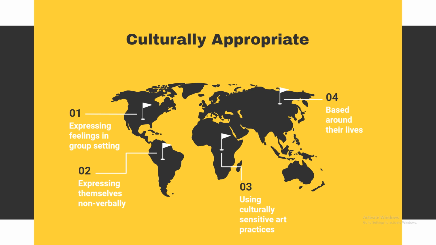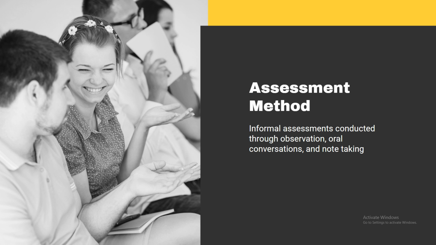Using culturally sensitive art practices. All of the materials being used are newsprint, felt markers, chalk pastels, glue. It's allowing them to use things that they would find in their home and also practices that are often used in Native American culture. Lastly, it's centered around their lives and their culture, their family, their homes, what they enjoy, what they don't, and it makes certain that their culture is represented. And lastly, the assessment method is just informal assessments conducted through observation, oral conversations, and note taking.